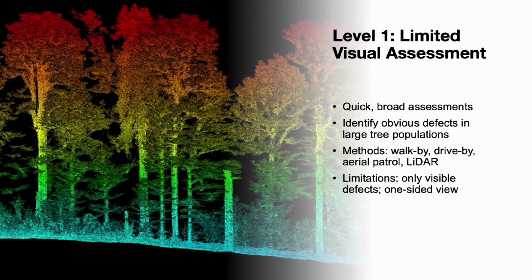The first one, Level 1, is the quickest type of assessment. Basically, it's a visual check from one side. It's useful for identifying obvious defects in a large number of trees. These assessments might be done while we're walking by, driving by, or using aerial patrols, or even LiDAR technology. The downside, many defects are hidden from view, so it's limited in accuracy.